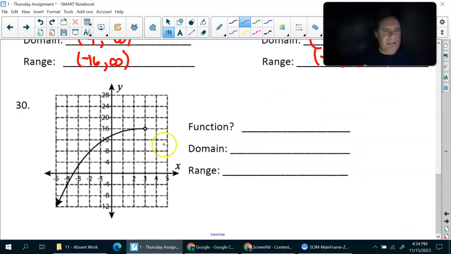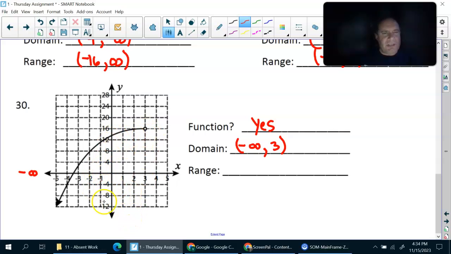For number 30, is this a function? Yes, it is. All right, and then the domain, the leftmost part of this graph, it continues on with an arrow. So that's negative infinity. So we're going to talk about negative infinity, and where it starts on the x-axis is 3. And that is a parenthesis because it's an open circle.